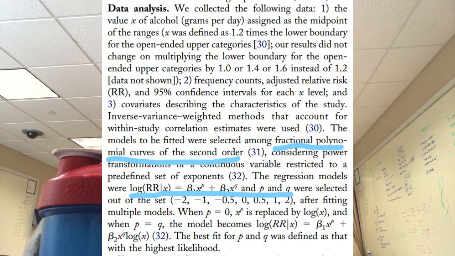And then fractional polynomial curves of the second order, please do not turn this video off. It's not as bad as in middle school or high school when we learned this. Basically, big picture is, remember the J-shaped curve, right? That's not linear, it's not a straight line. That's why they're including polynomials. Basically, they're trying to find an equation that kind of accounts for that shape.